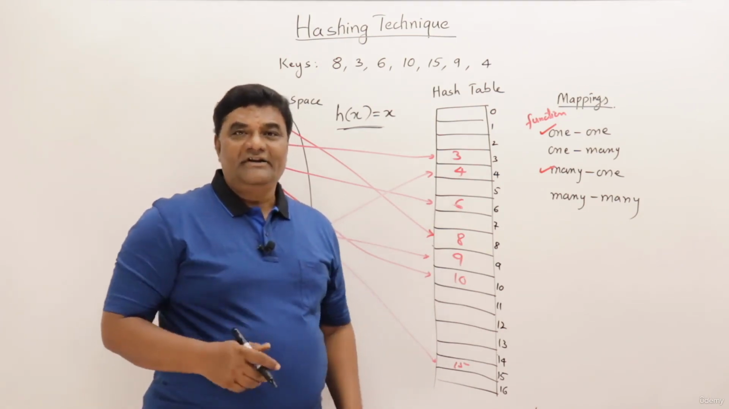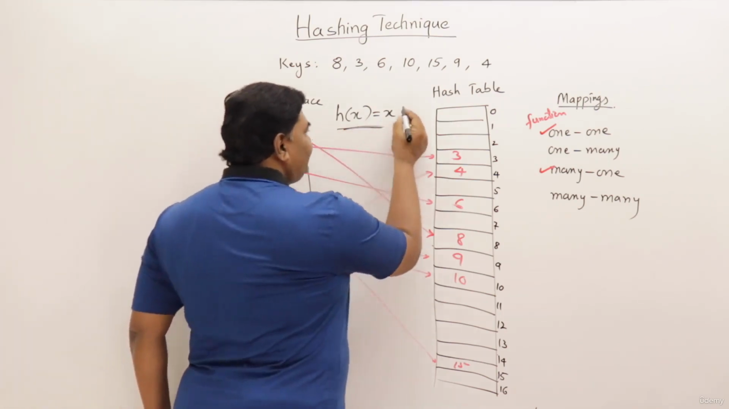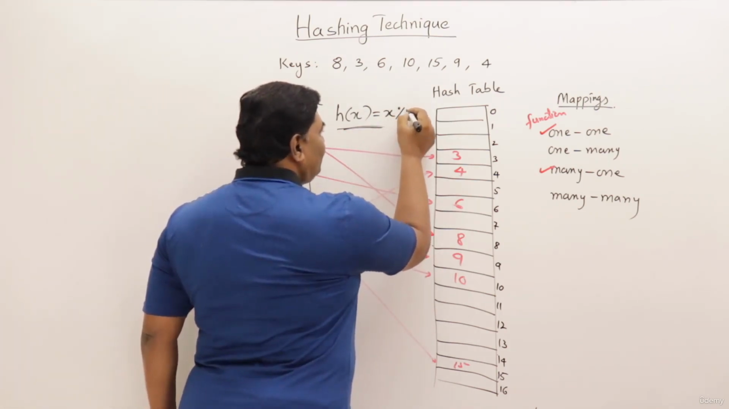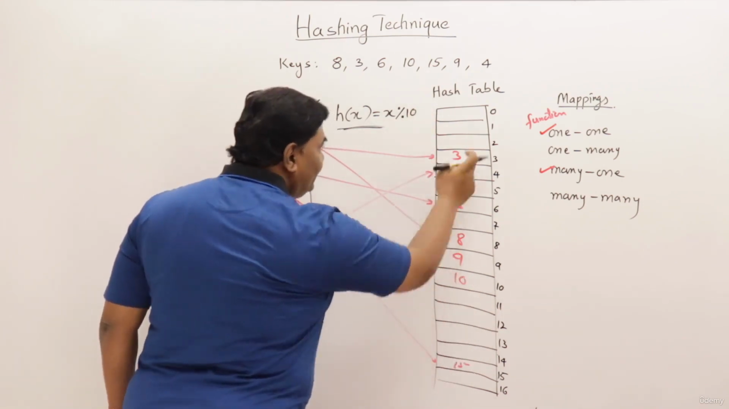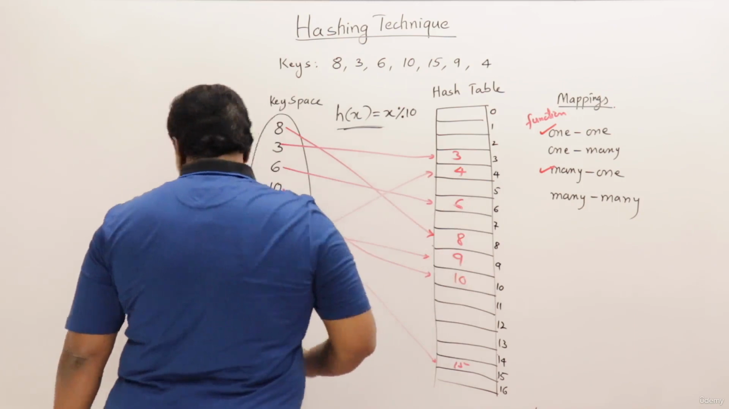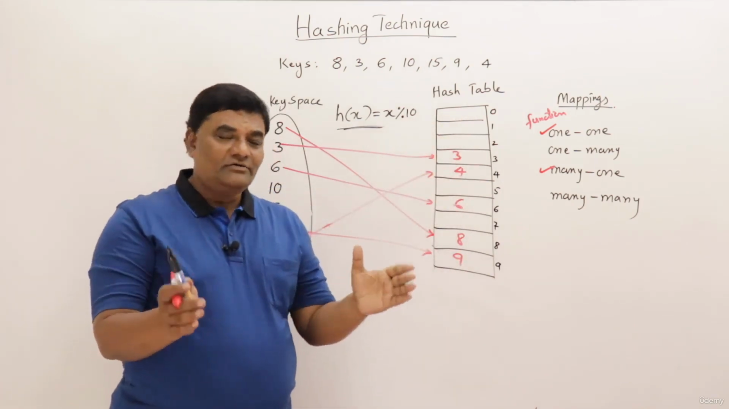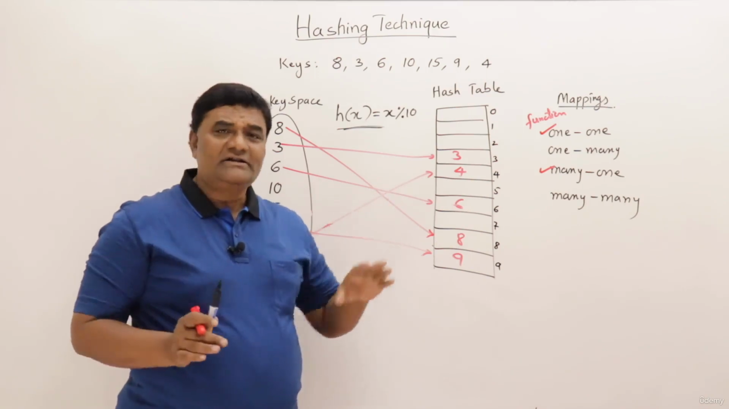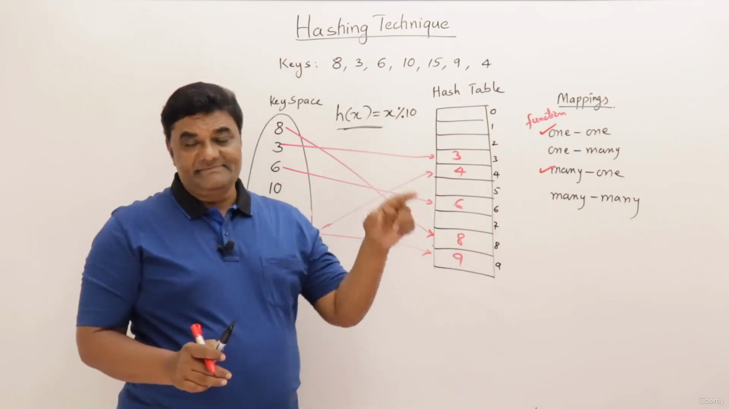Now let us modify the hash function. I am modifying the hash function: H of x equals x mod 10. So I will remove this space and take only indices 0 to 9. Now the hash table size is 0 to 9. I am ready to provide only a size of 10 because I have 7 keys, so I think 10 is sufficient. So I have taken a space of 10.